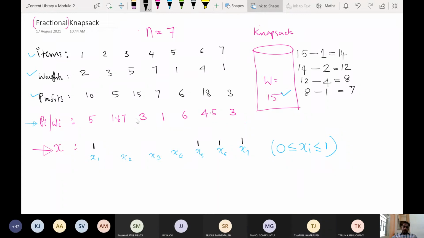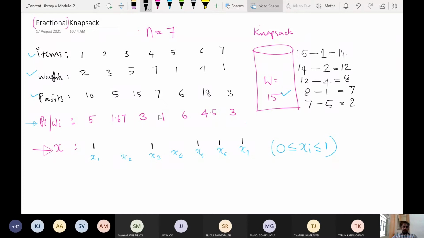Next, item number 3, which has profit by weight 3, and its weight is 5 kilograms. Can I include 5 kilograms? Yes, I have 7 remaining capacity, so I can include 5 kilograms. 7 minus 5 equal to 2 kilograms remains. Item number 3 is also included fully.